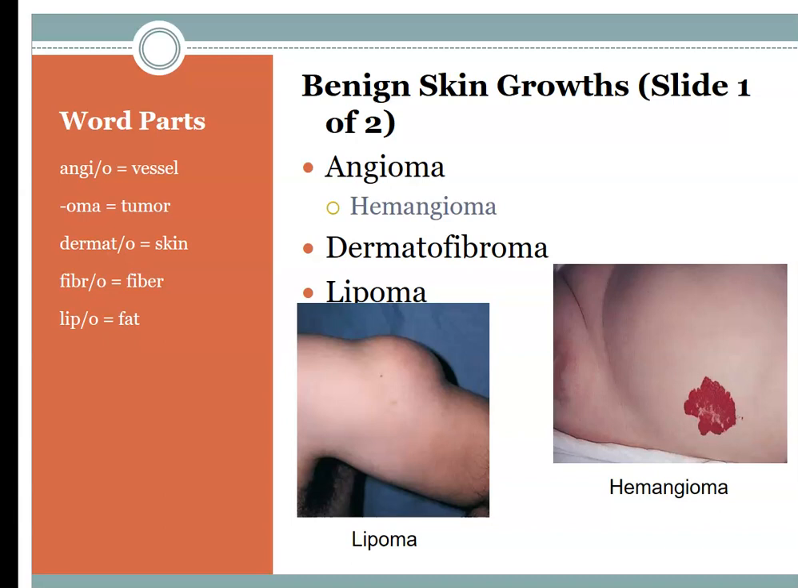Benign skin growths. An angioma is a tumor of a vessel. A hemangioma is a tumor of blood. A dermatofibroma is a fibrous tumor of the skin. These lesions are firm, round, and usually appear on the extremities. A lipoma is a fatty tumor. It is soft, movable, and located in the subcutaneous tissues. Your word parts: angio, vessel; oma, tumor; dermato is skin; fibro is fiber; and lipo equals fat.